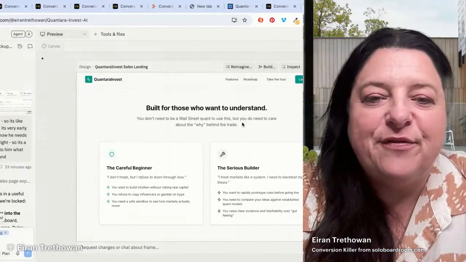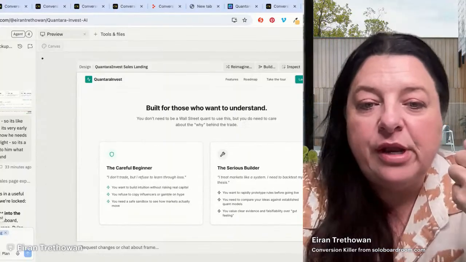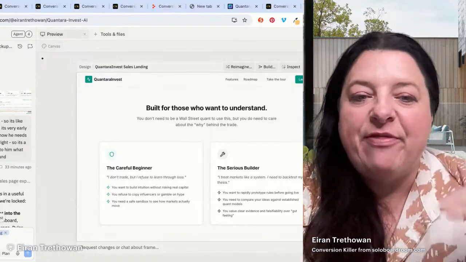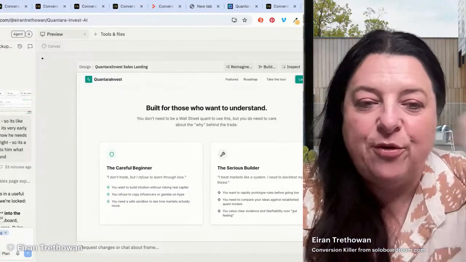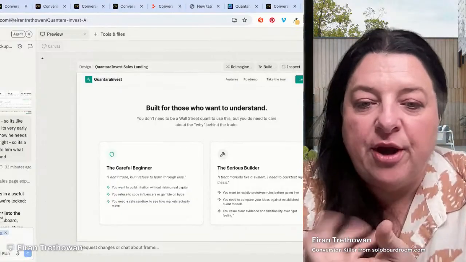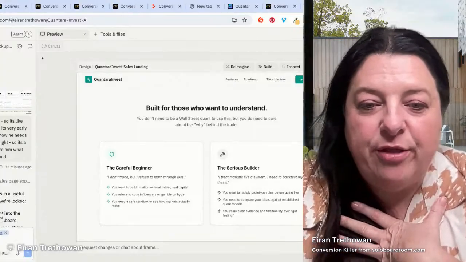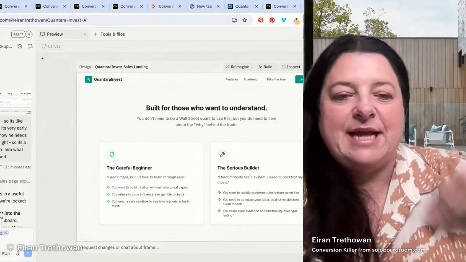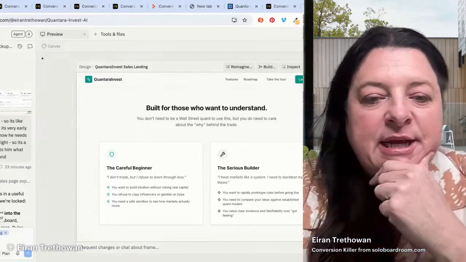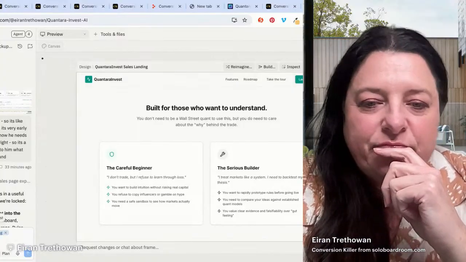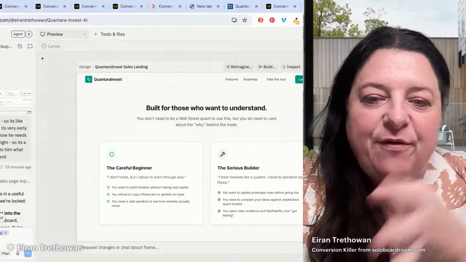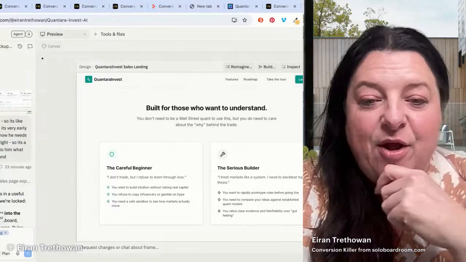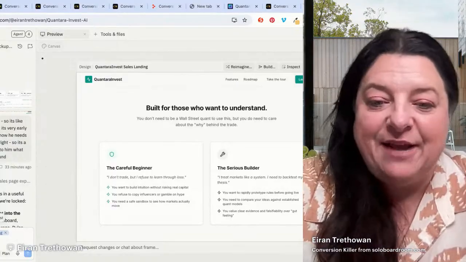And so we've built this for those who want to understand, who don't need to be a Wall Street quant to use this, but they need to care about the why behind the trade. So the careful beginner or the serious builder. I don't trade, but I refuse to learn through loss. That would be me. And then I treat markets like a system, and I need to backtest my thesis, which is the serious user. So we're catering for both, because you want to build intuition without risking real capital, you refuse to copy influencers and gamble on hype, and you need a safe sandbox to actually use it.